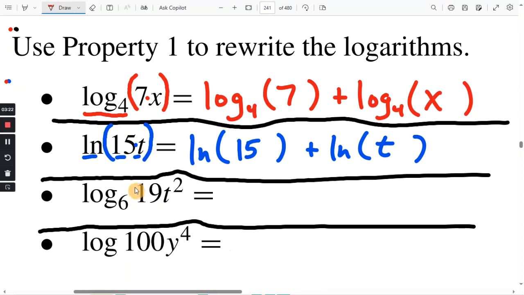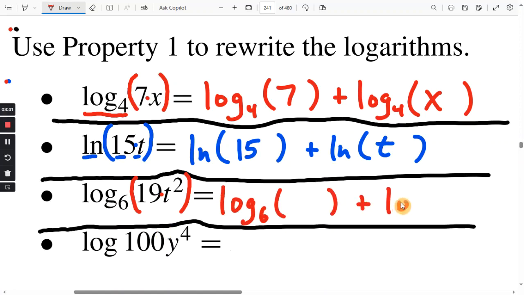All right, log base 6 of 19t squared. All right, so that's the same as 19 times t squared. So we have a log base 6, parentheses, plus log base 6, parentheses. Okay, 19 times t squared, so that's going to be 19 right here, and t squared right there. All right, see if you can do the last one.